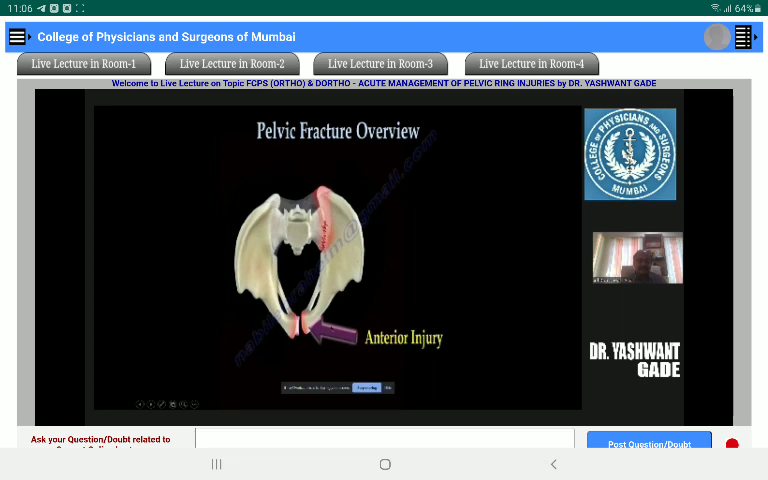So when there is anterior injury, the force is on the anterior side, there occurs disruption of the pubic symphysis on the anterior side. Also, there can be fracture of the pubic bone, as well as disruption of the sacroiliac joint on the posterior side. So usually, as it is a ring, it can break on both sides, that is anteriorly as well as posteriorly. So the anterior injury is usually associated with posterior injury.